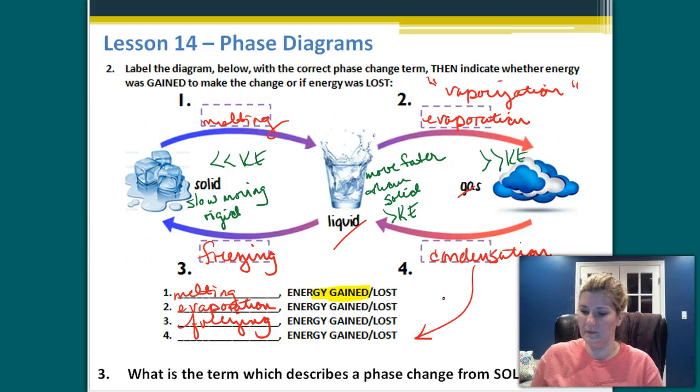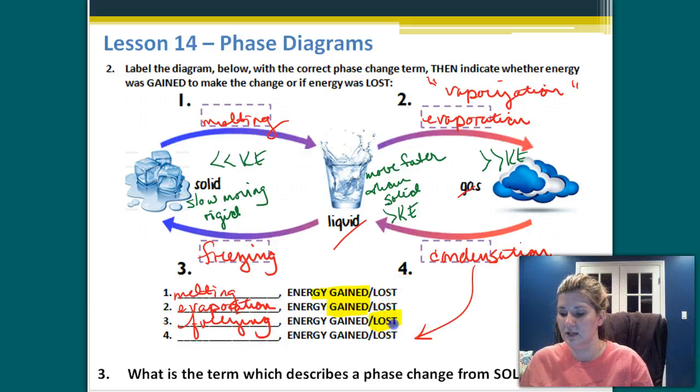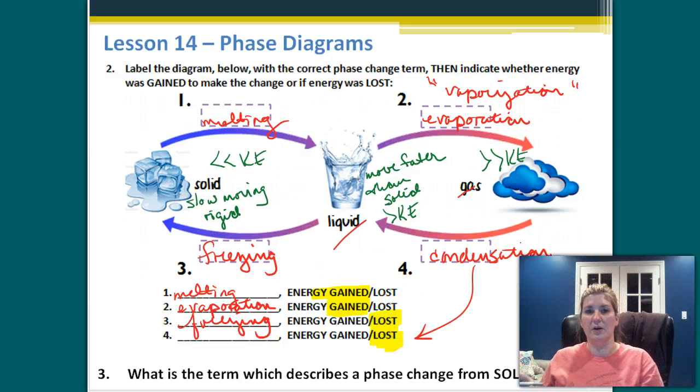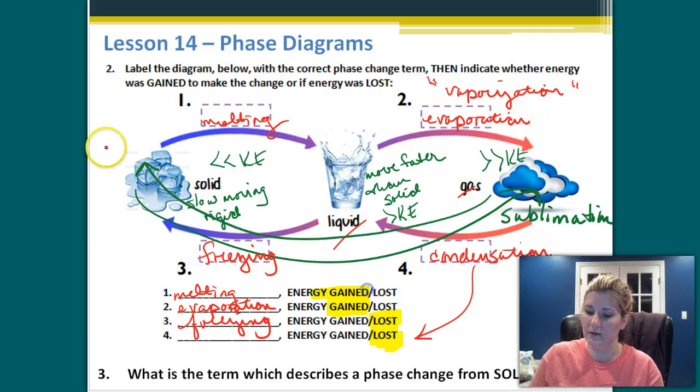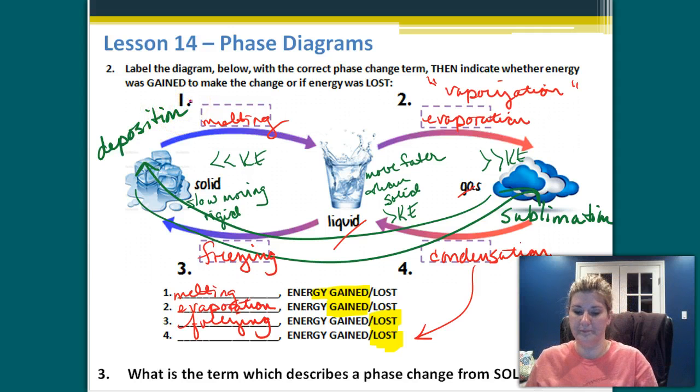Okay. In terms of energy, for evaporation, we have energy gained. So as we go to a more disordered substance, something that's solid to something that's gas, we're gaining lots of energy. And when we reform our more structured molecules, our liquids, our gases, we're losing energy. When we go solid to gas, this is called subliming or sublimation. And when we go gas to solid, this is called deposition. So be familiar with that.